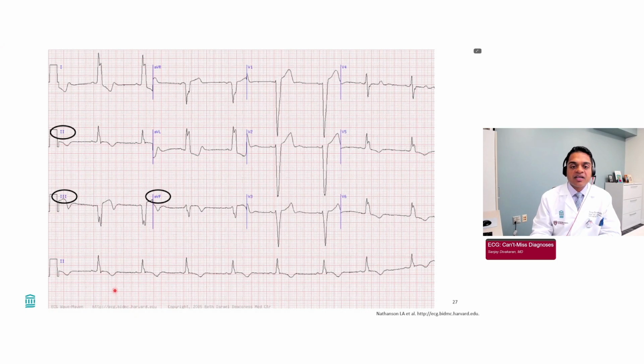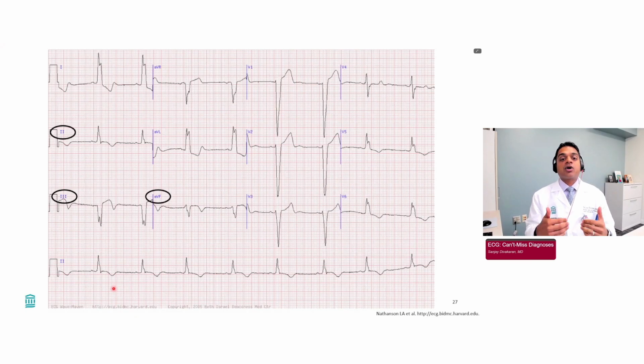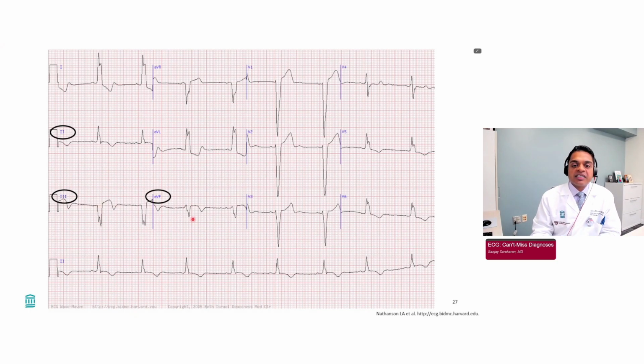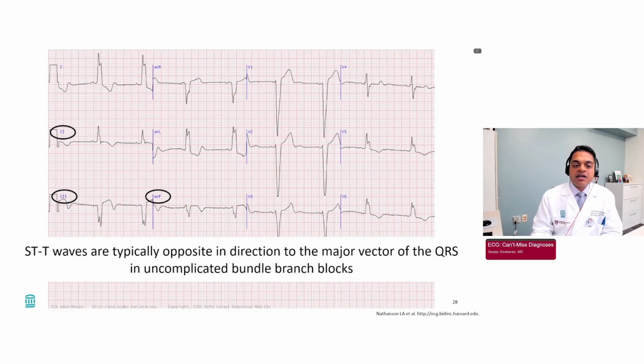But if you go back to our case, you have a situation in which they're concordant, and that's abnormal in this setting, particularly in lead 3 and lead aVF, where you see that the QRS vector and the T wave vector go in the same direction. So the take-home point here is that STT waves are typically in the opposite direction to the major vector of the QRS in uncomplicated bundle branch blocks.